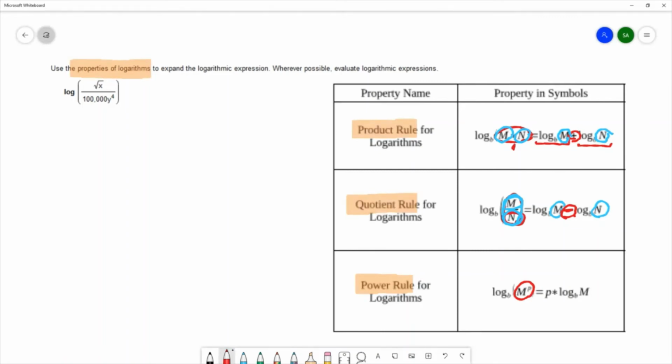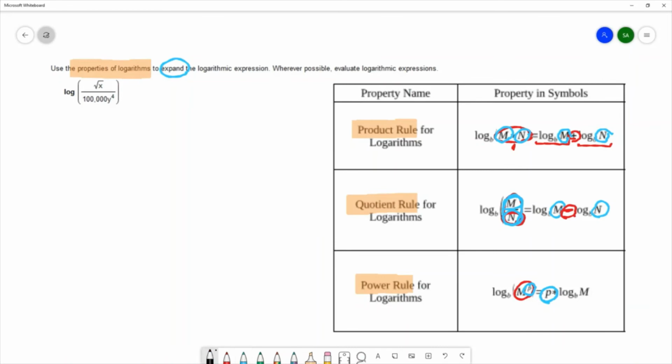And then the power rule allows you to take this power and make it the coefficient on the log. So it's almost like plucking it. You can imagine grabbing that symbol from the exponent and moving it to become the coefficient. And so that's what we're going to use to simplify this expression or expand this expression.